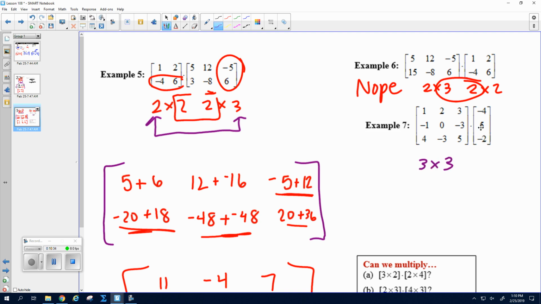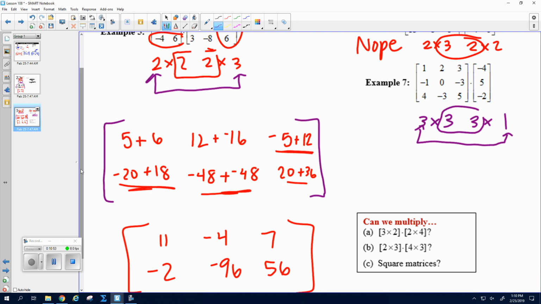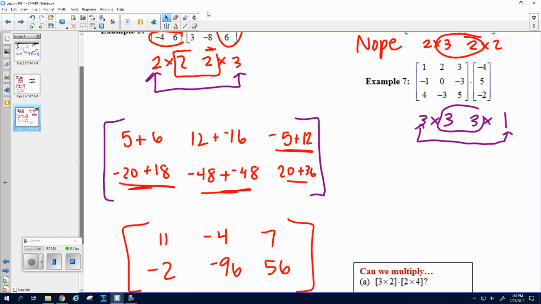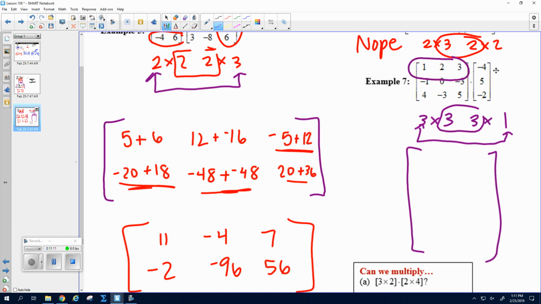How many rows does this have? 3 rows. How many columns? 1. All right, so it's a 3 by 1 matrix. So can we multiply this one? Yes. And my answer matrix will be a 3 by 1, meaning 3 rows, 1 column. So it's a long, skinny guy. Give myself some space so I can show all my work for you guys. But all I'm going to do is go across this row and down this column.